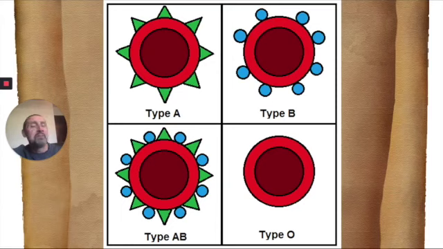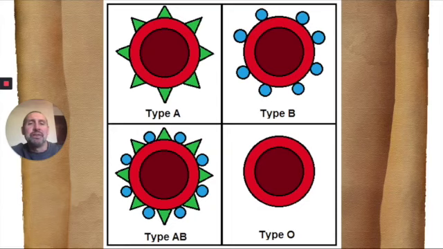Type O does not have any identification, so the body can't recognize it as foreign. So a person with type O blood can give their blood to type A, and they can also give their blood to type B. That's why they're called the universal donor, because they can give their blood. They don't have any markers on the outside.